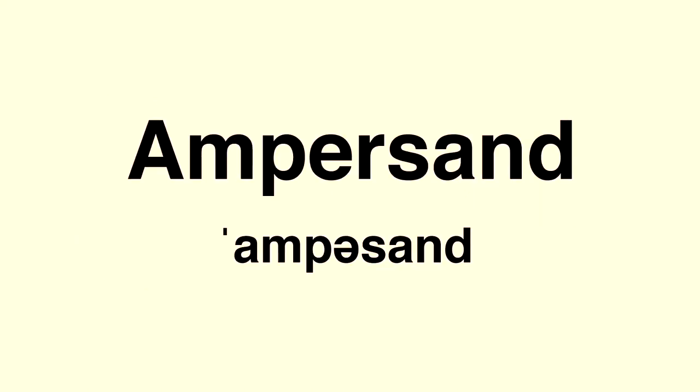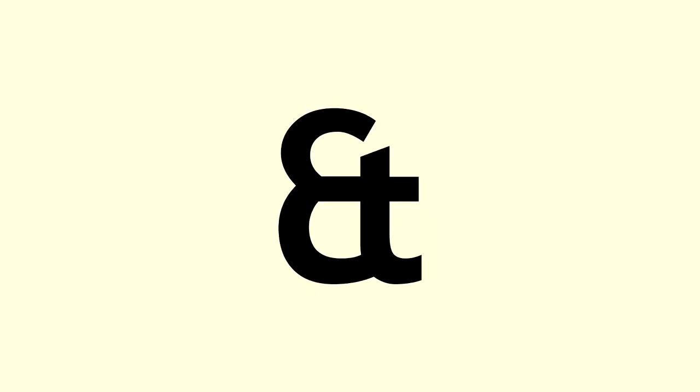Ampersand. Ampersand, the symbol meaning and, is a ligature that is a merging together of the letters E and T, et, which is the Latin word for and. Some modern typefaces, like Trebuchet MS, show ampersands more like how they might have originally looked. You can see the E-T.